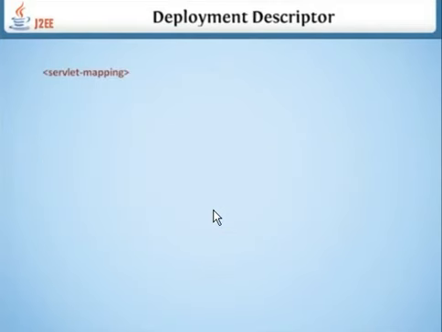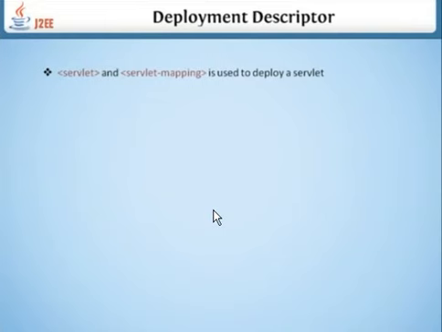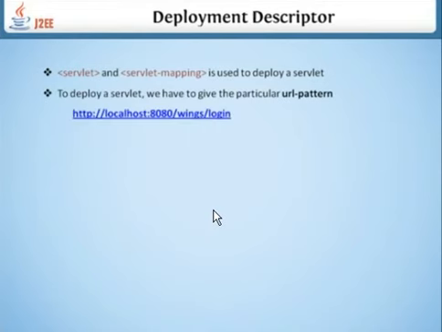And servlet-mapping is used to specify the mapping between a servlet and a URL pattern. The code of mapping a servlet looks like this. Servlet name and URL pattern are there in the servlet-mapping block. Servlet-mapping is used to deploy a servlet. To deploy a servlet we have to give the particular URL pattern, for example like this.